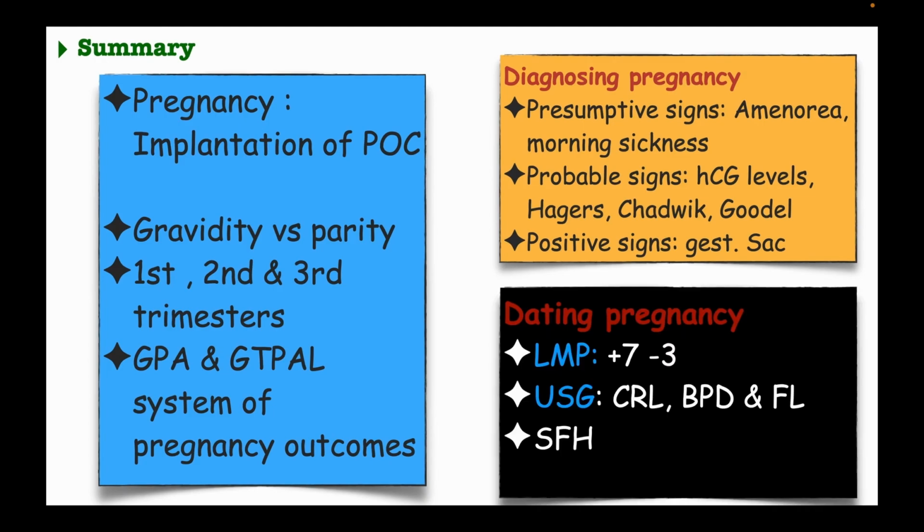Then finally, we looked at how to date pregnancy, and we said we can use three main methods in dating pregnancy. The first one being the LMP, where we add 7 days to the LMP and subtract 3 months from the month of the LMP. And also, we said we could use ultrasonography by measuring the crown rump length in the first trimester, the biparietal diameter in the second trimester, and measuring femur length in the third trimester. And also, we saw that we could use the symphysofundal height measurement to date pregnancy.